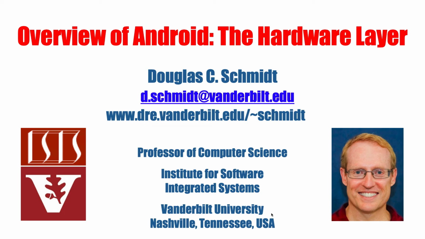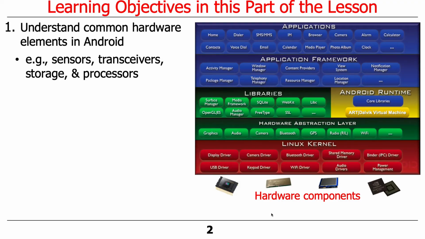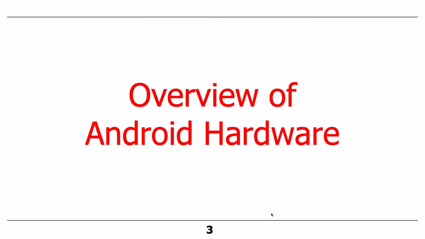So when we had talked about the Android stack before, I primarily focused on the software layers of the stack. But obviously, when all is said and done, there's also a hardware layer that's kind of at the bottom, right? It's not part of the software stack, but it's a key part to the so-called Android platform. And so what we're going to do here is talk about some of the common hardware elements in Android, the sensors, the transceivers, the storage, and the processors. Those are some of the key hardware elements that are involved.